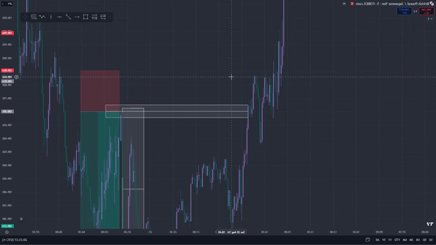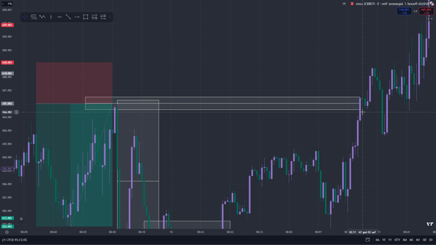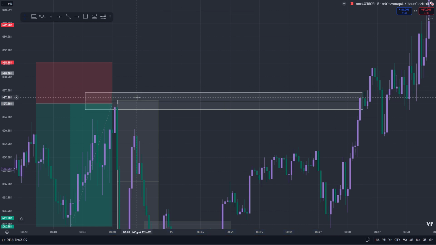Usually when entering my trades, I either enter right at the tip of the candlestick, or right at the tip of the wick of the candlestick, or on the 50% level of it. As you can see right here.